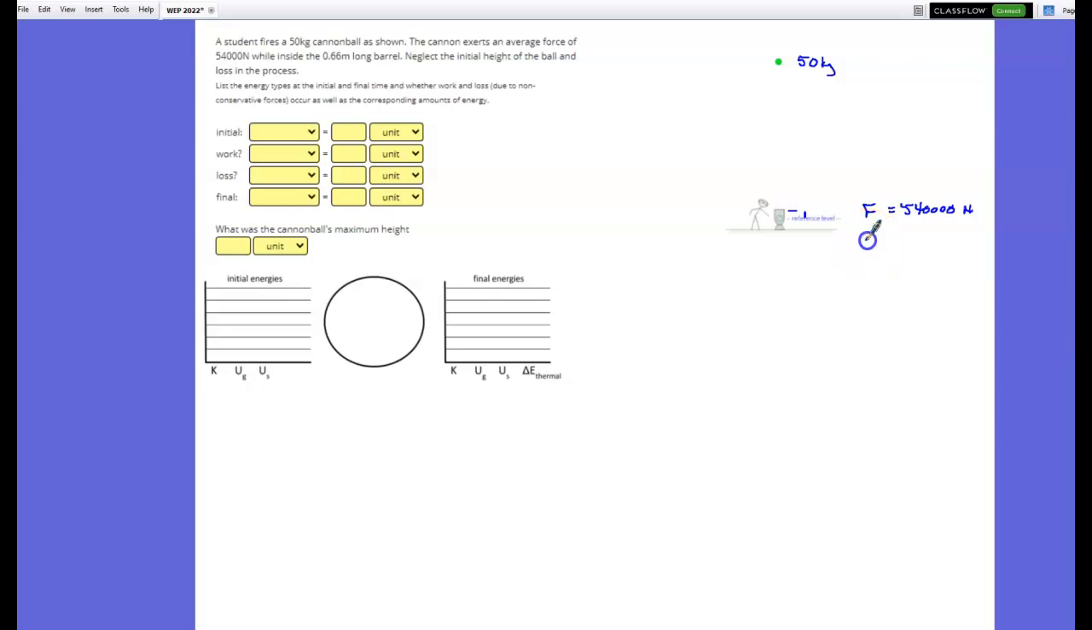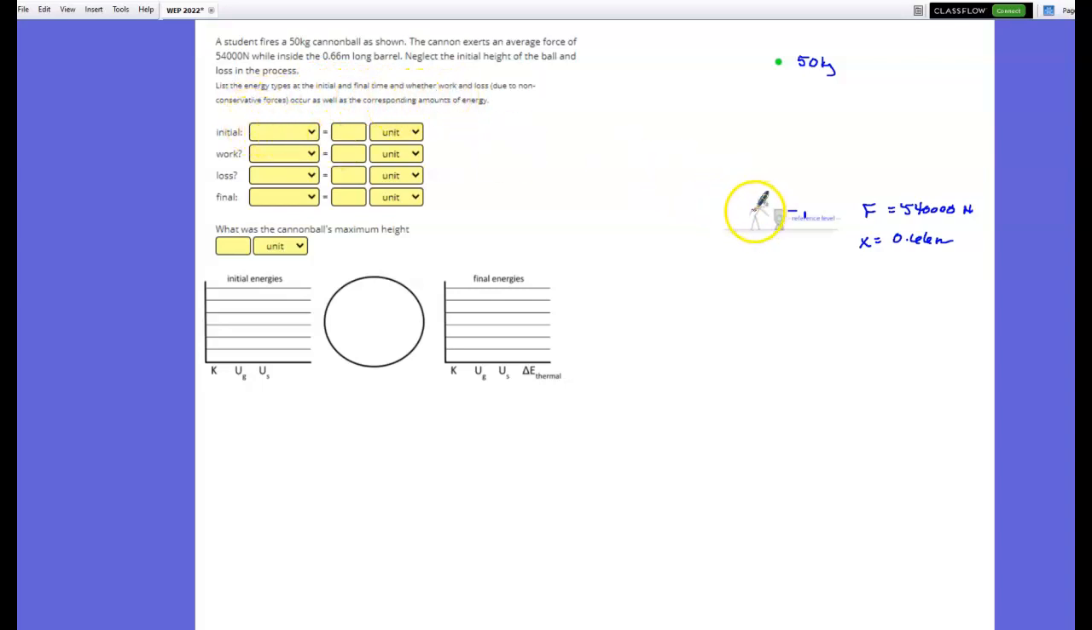And that distance is 0.66 meters. I like to write the numbers down where I can see them. Neglect the initial height of the ball. So that means the reference level is here, so we don't have to worry about this height. And pretend there's no air resistance or anything. List the energy types at the initial and final time and whether or not work was done, work done or lost due to non-conservative forces, as well as the corresponding amounts.